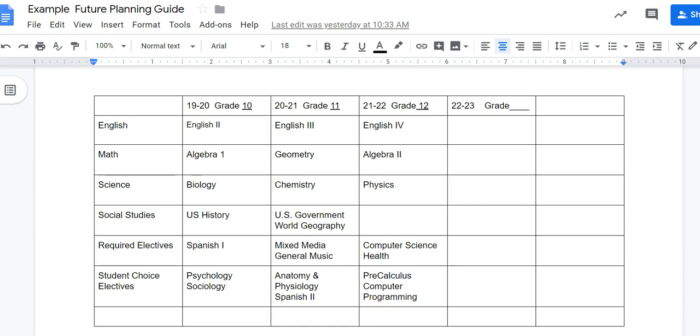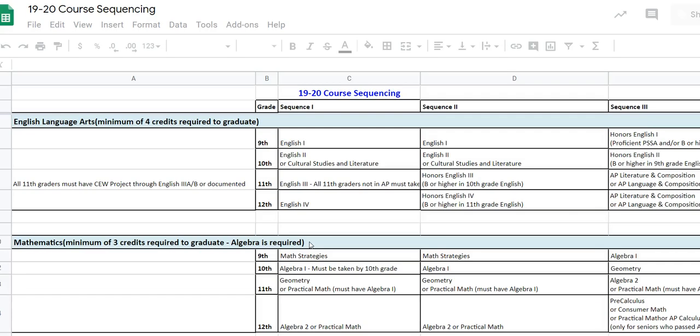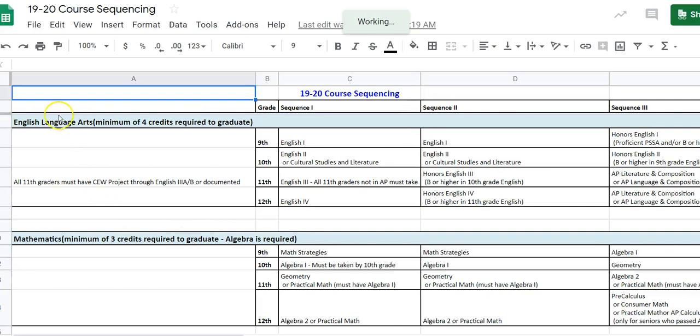You might be like, well, wait a second, how do I know what I'm supposed to take? So one of the things that you are going to do is use the course sequencing Google Sheet, and I'm going to show this to you. How you read this is it tells you each subject area and how many credits you need. One year, so a fall and a spring semester, would be 1 credit.